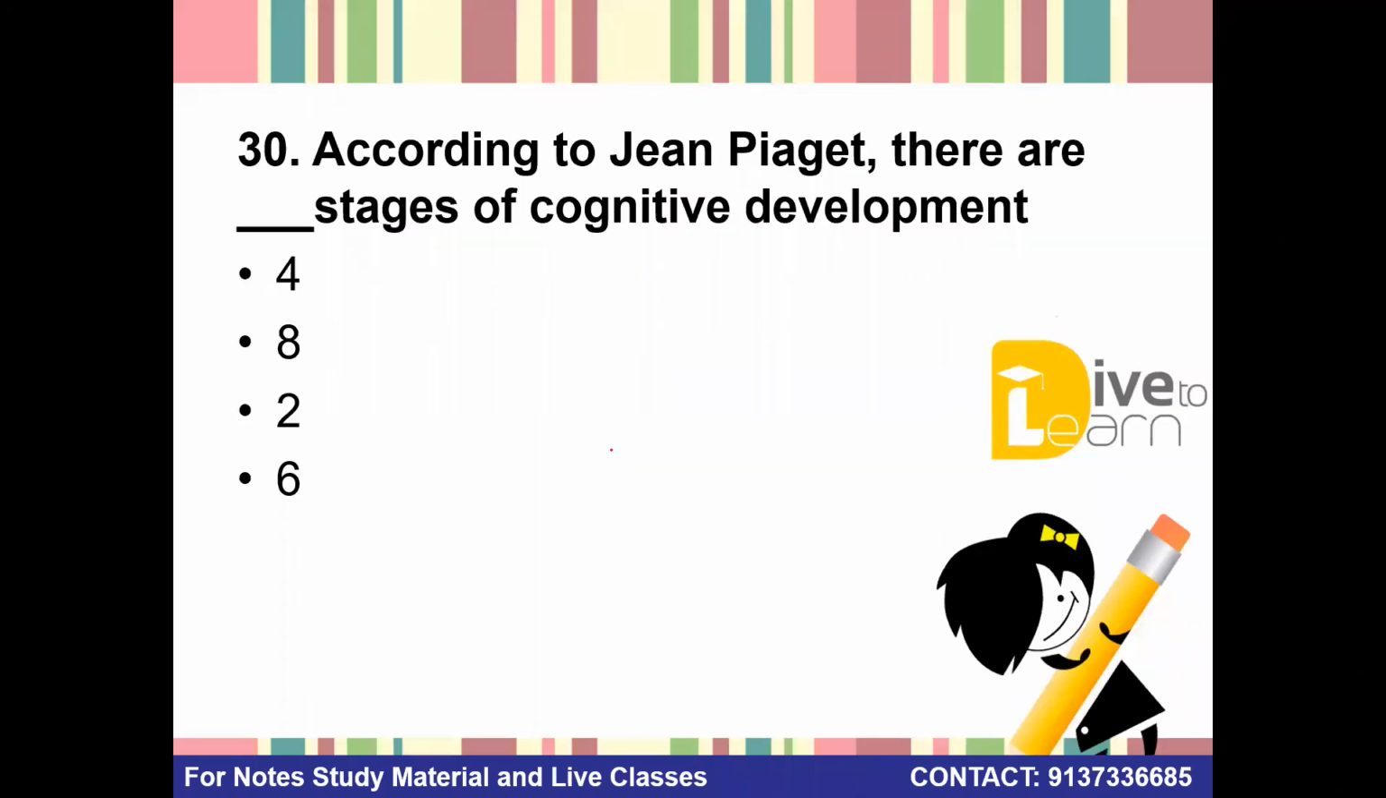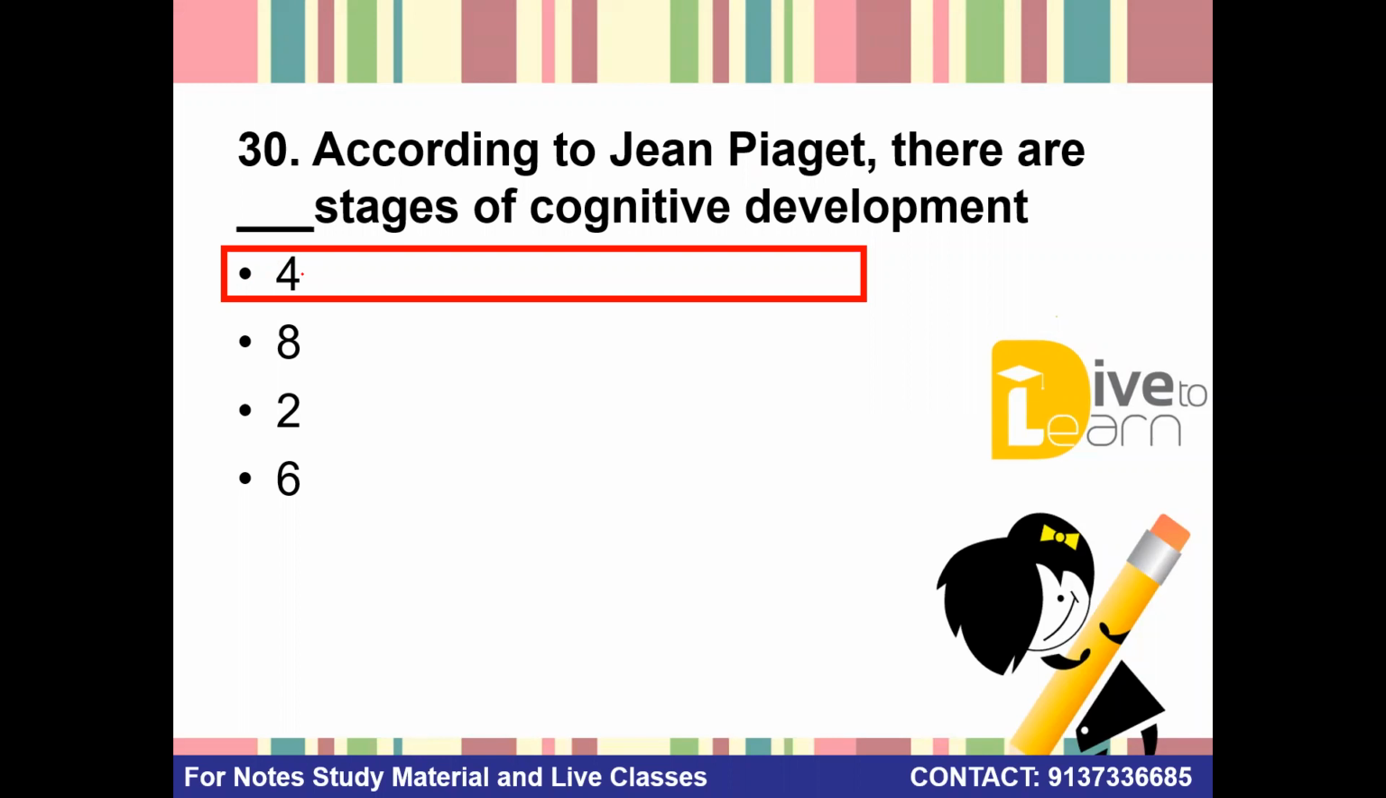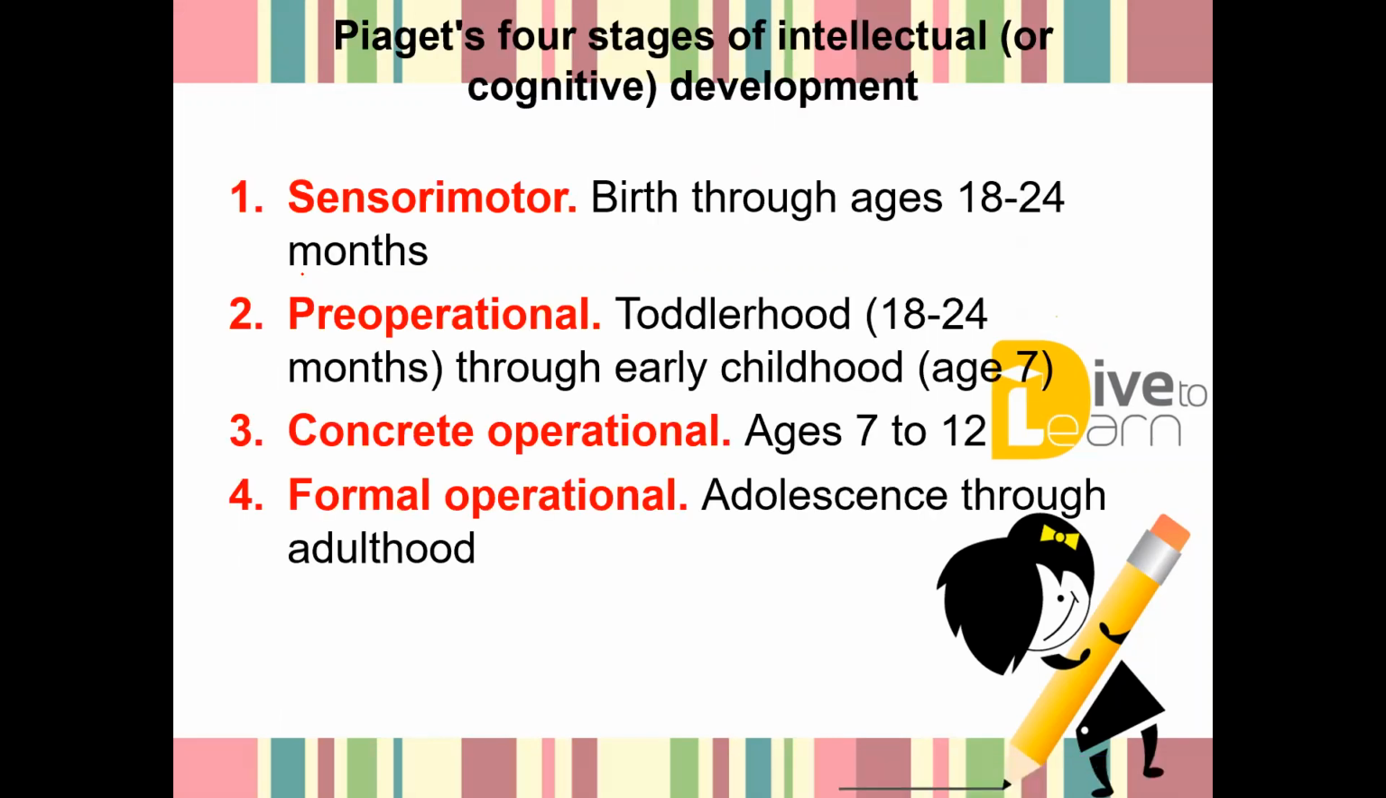Okay. Next question is about Jean Piaget. Jean Piaget has given stages of cognitive development. He actually experimented on his own kids. There are a lot of kids, and he came up with these 4 stages of cognitive development. Okay, I gave the answer. The answer is 4. Let's read these 4 stages. Okay, let's revise these 4 stages. Piaget's 4 stages of intellectual cognitive development.